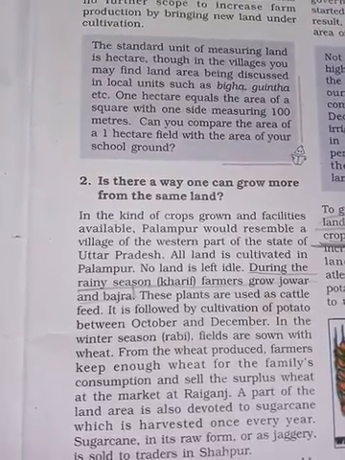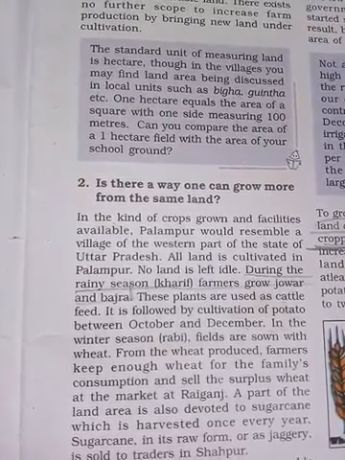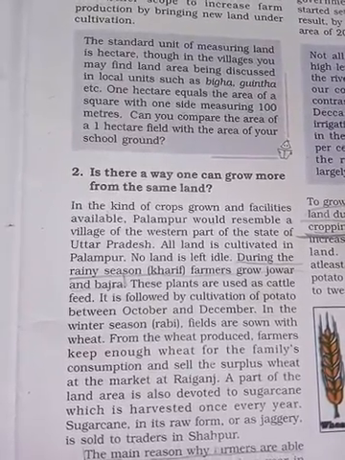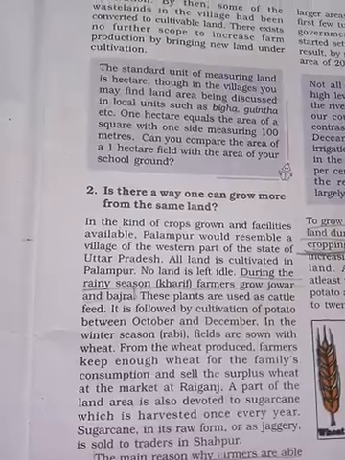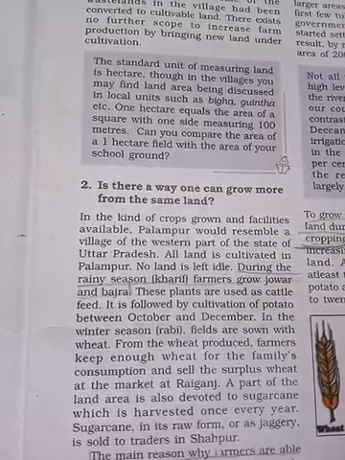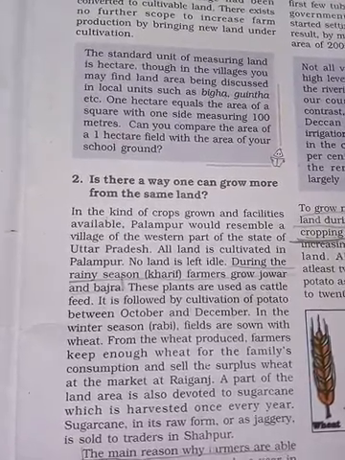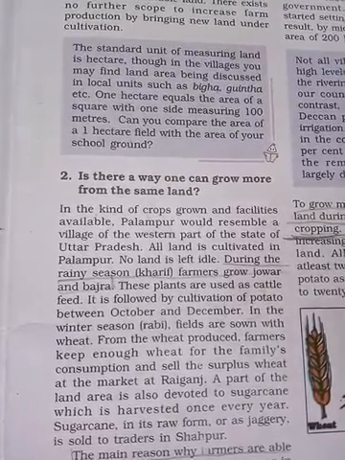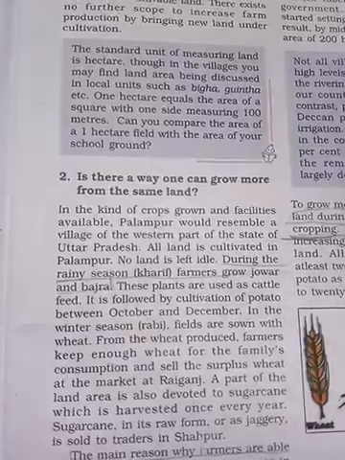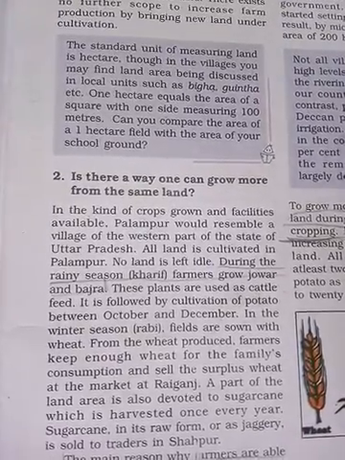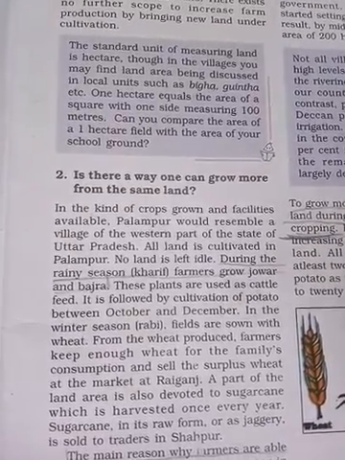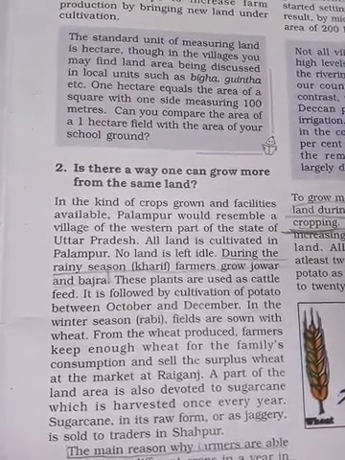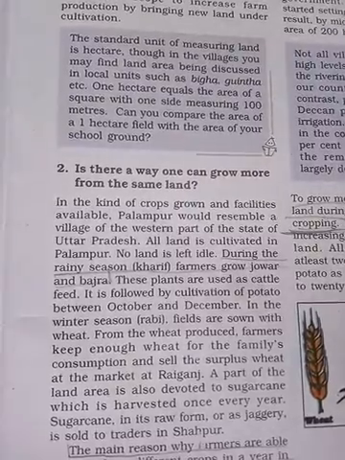Like wheat. From the wheat produce, the farmer keeps enough. That means the farmers used to get a lot of profit from that. They keep some for their family purpose, and the surplus they used to sell in the big village, that is Raiganj. Apart from that, on the land they also used to grow sugarcane. Sugarcane they used to harvest once in a year.